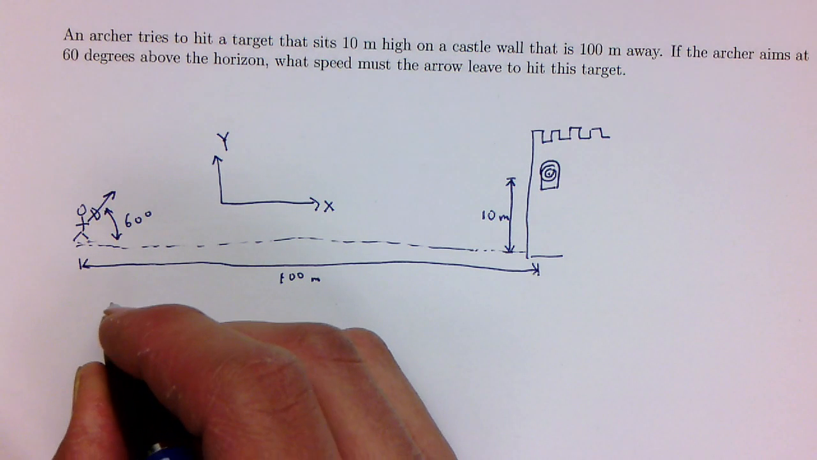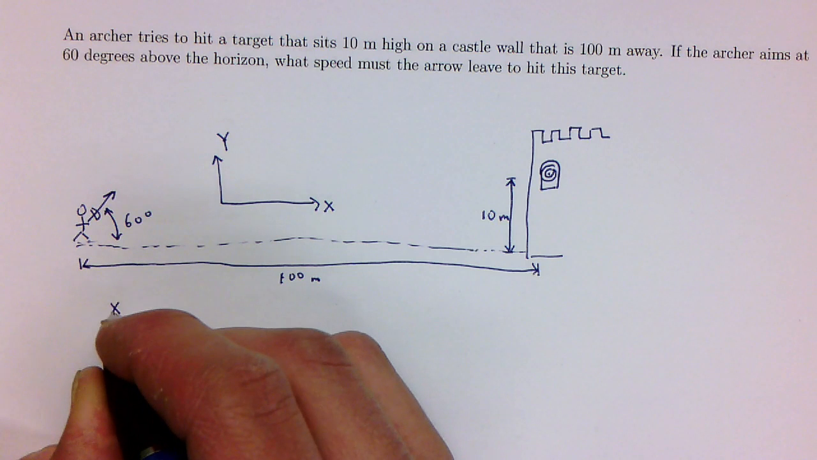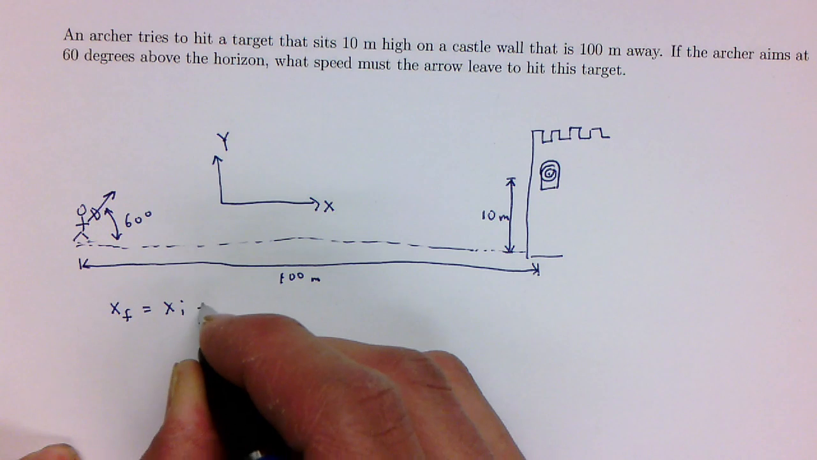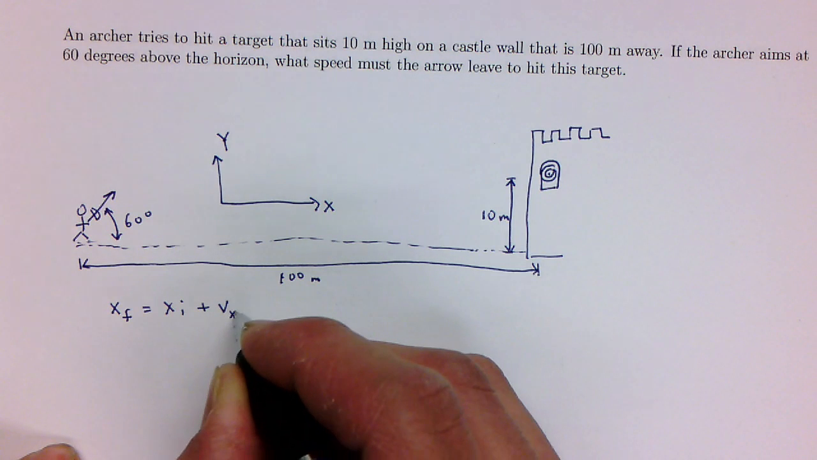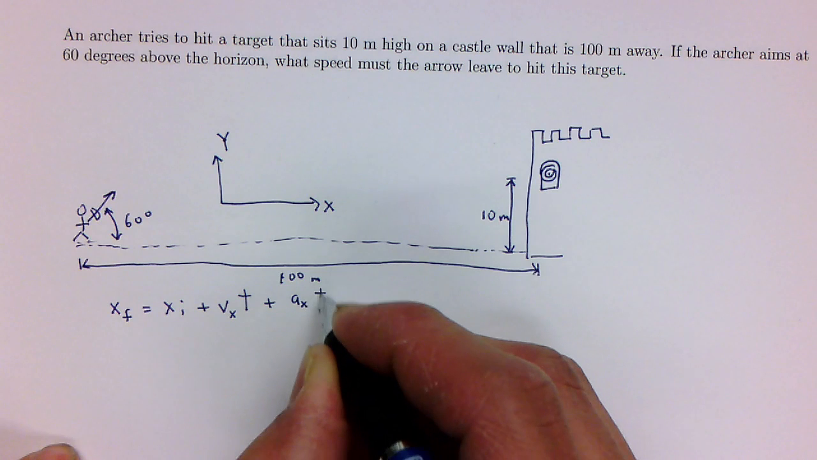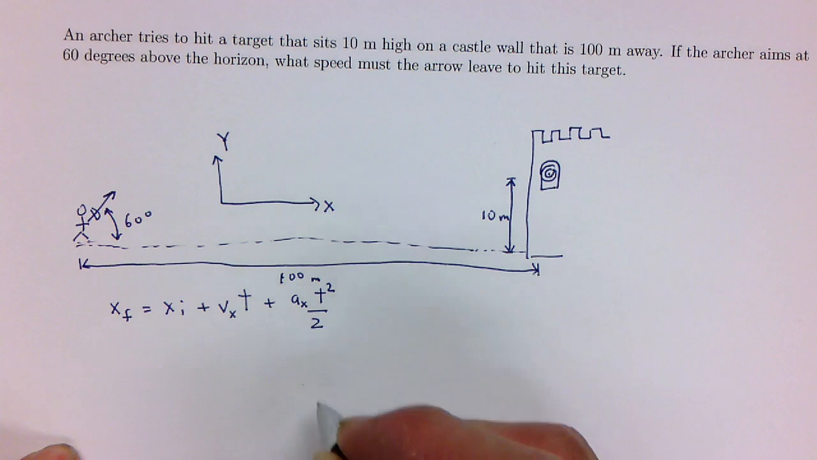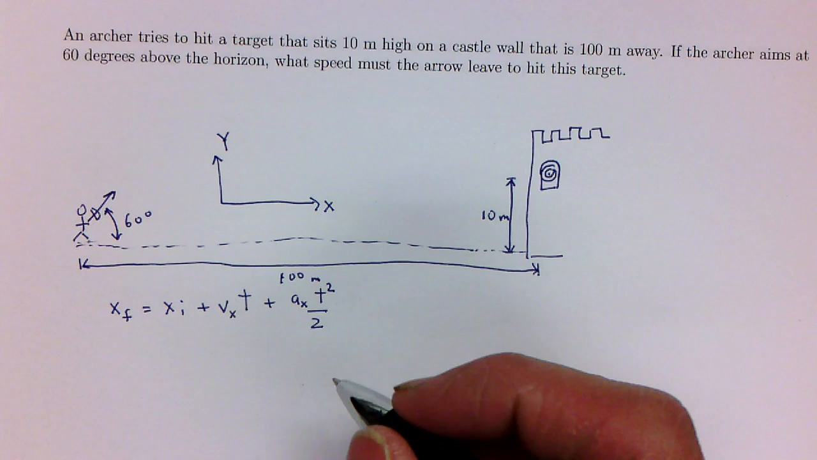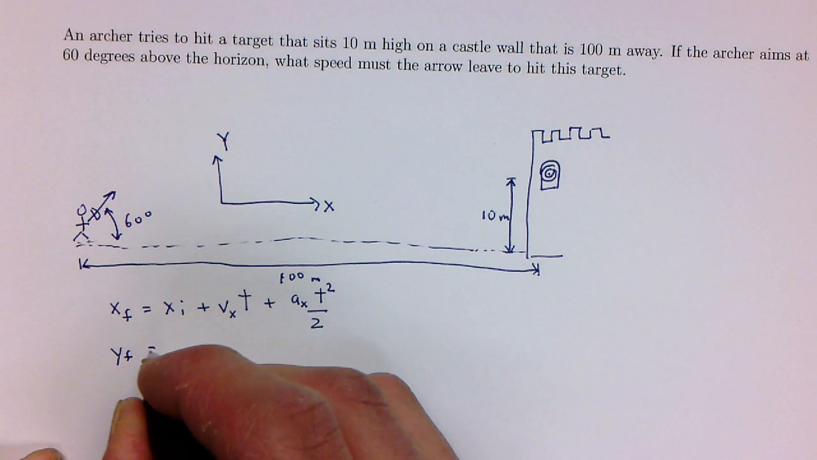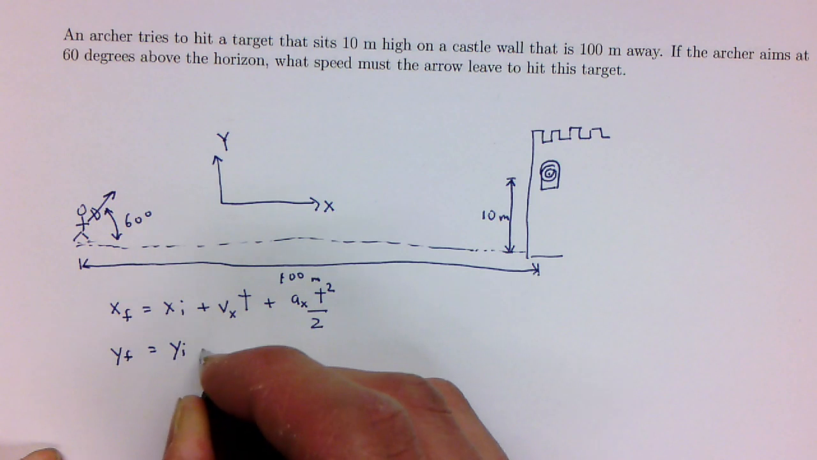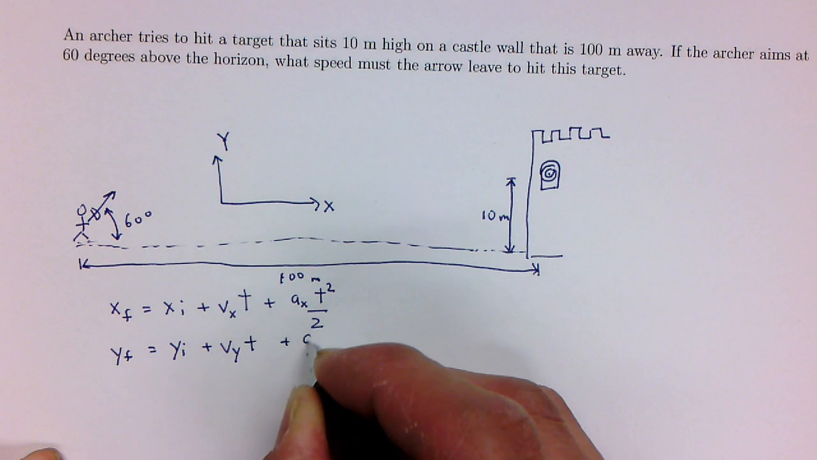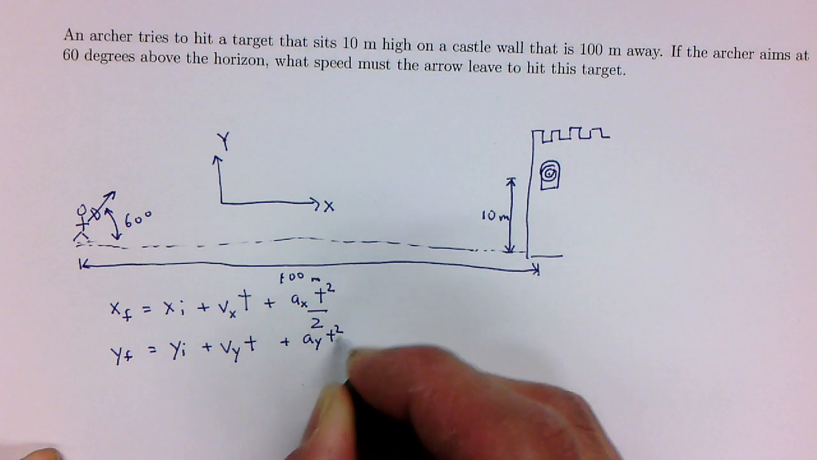So the projectile motion in any particular direction is just given by the final position is equal to the initial position plus the velocity in the x direction times time plus the acceleration in the x direction t squared over 2. Let's write the same equation for the y direction. The final position in the y direction is equal to the initial position in the y direction plus the velocity in the y direction times the time plus the acceleration in the y direction t squared over 2.